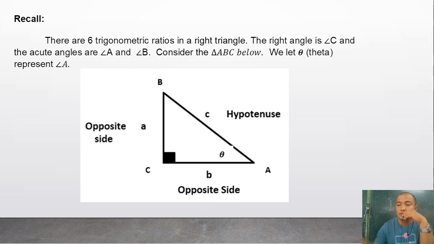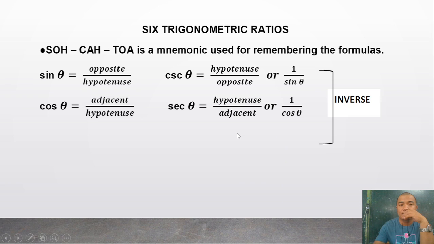We all know that there are 6 trigonometric ratios in a right triangle. These are the sine, cosine, tangent, cosecant, secant, and cotangent. If we have a right triangle, and our reference angle is theta, angle A, therefore side A is the opposite side, side B is the adjacent side, and side C is the hypotenuse. Of course, there is a mnemonic used for remembering the formula.